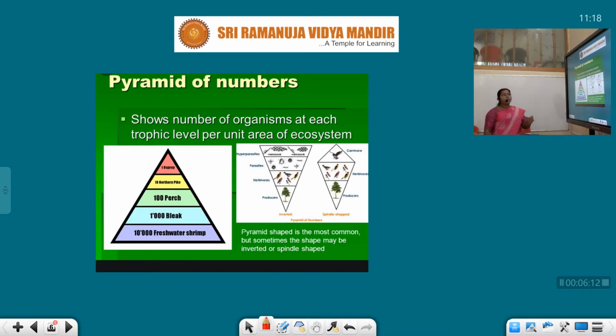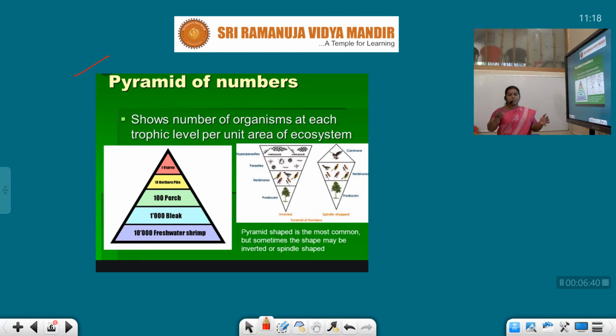Now let us talk about the pyramid of numbers. It is the first concept which we are going to learn now. The pyramid of numbers shows the number of organisms at each trophic level per unit area of ecosystem. See students, there are n number of ecosystems. A pond is an ecosystem. A river is an ecosystem. A lake is an ecosystem. So what do you mean by ecosystem, students?